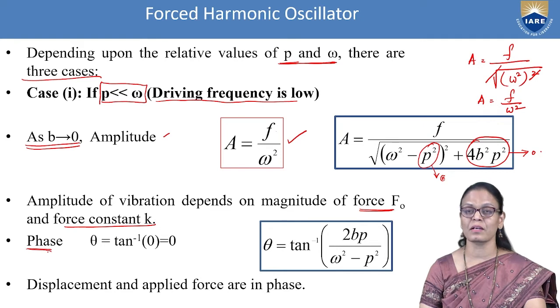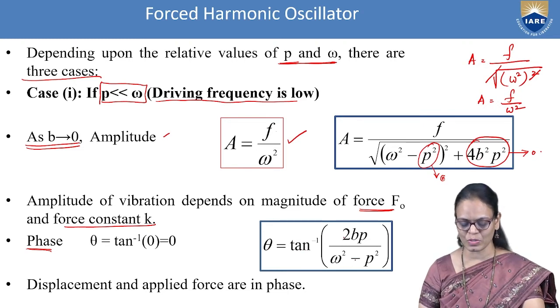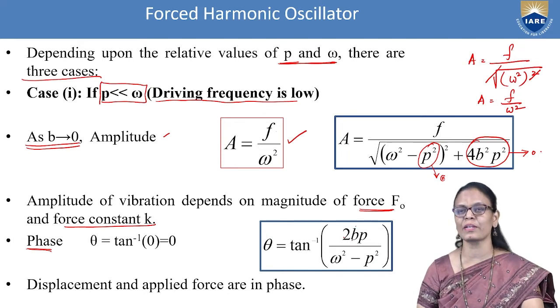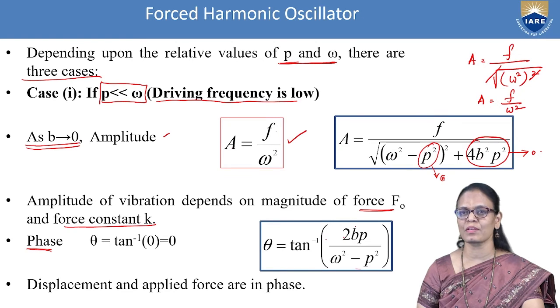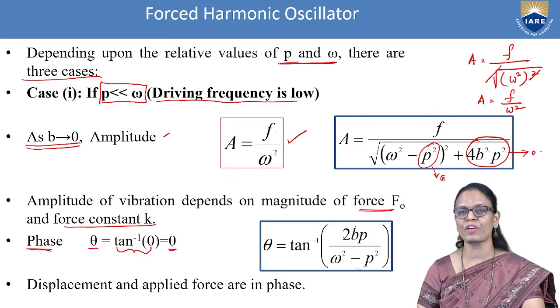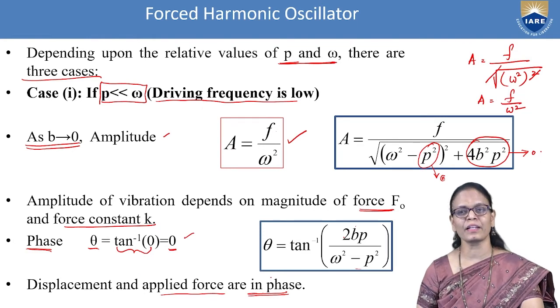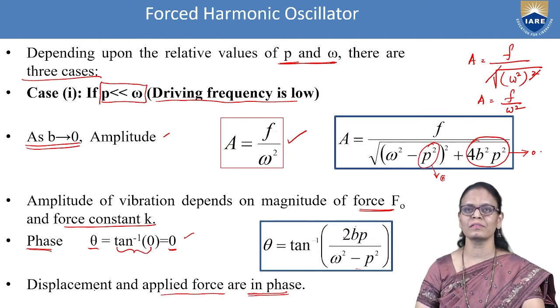Now what is the phase? How do we calculate the phase? We have the expression for theta. Theta is tan inverse 2bp by omega square minus p square. We have taken that b tends to 0, so the whole thing becomes 0. So tan inverse 0 is 0. So theta is equal to 0 means there is no phase lag. The displacement and the applied force are in phase, and there is no phase lag between the applied force and the displacement.